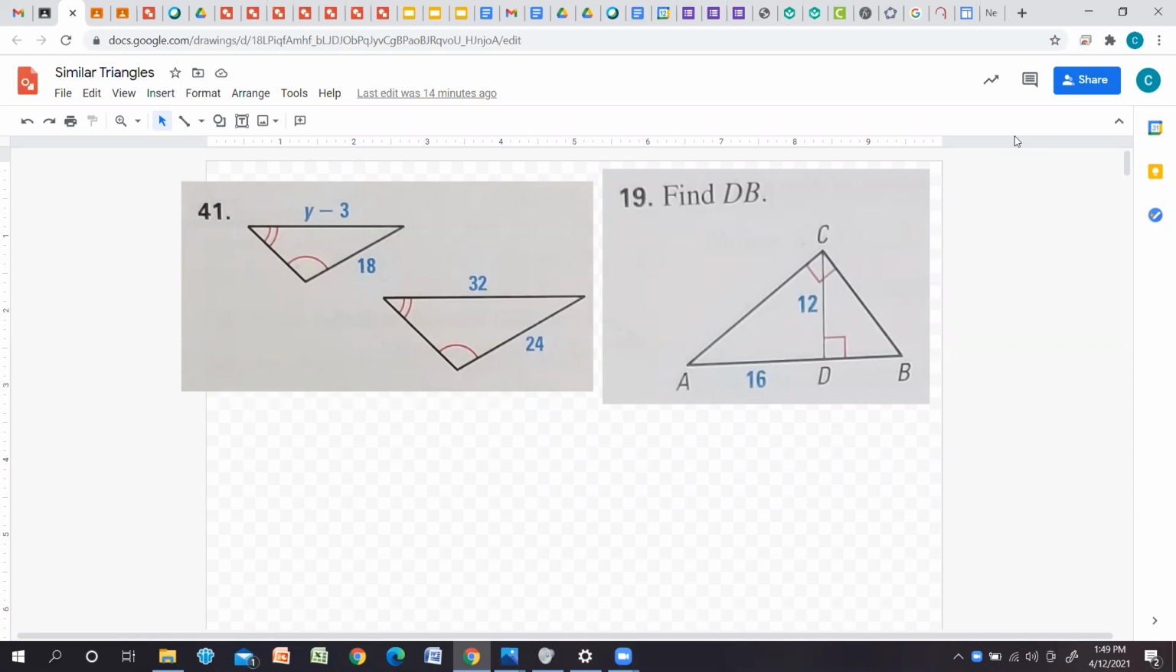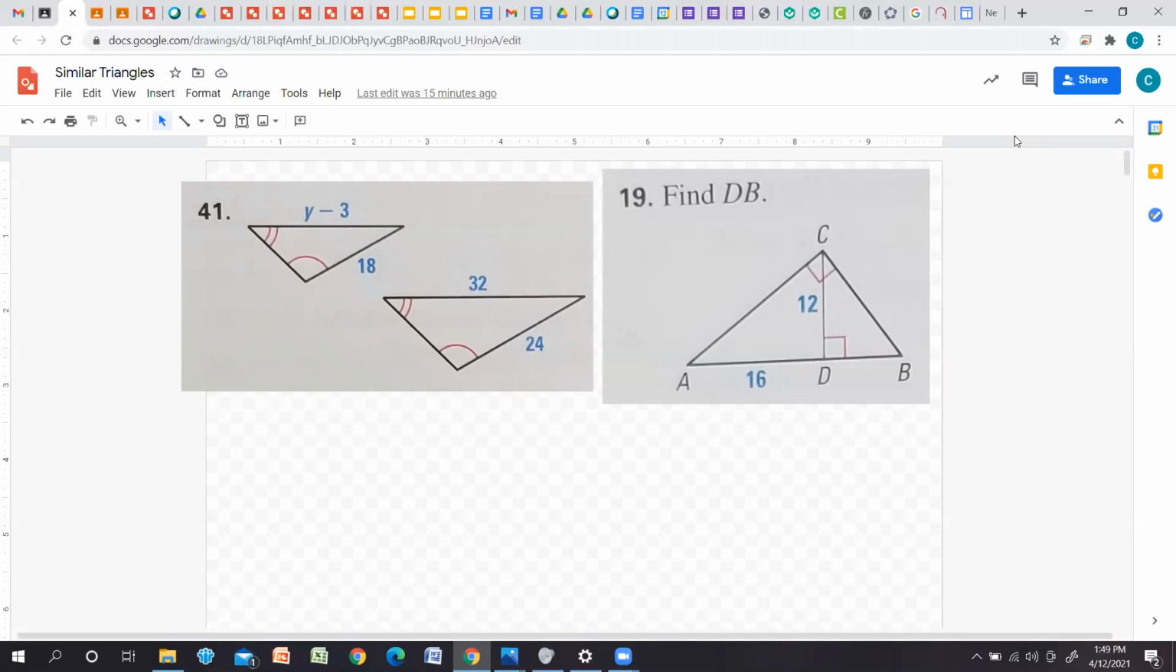Now remember that for similar triangles, the angles are congruent, the sides are proportional, right? So they have the same scale factor. Also, you only need to show two angles are congruent for them to be similar, or in a right triangle, one angle other than the right angle. So we're going to apply this.